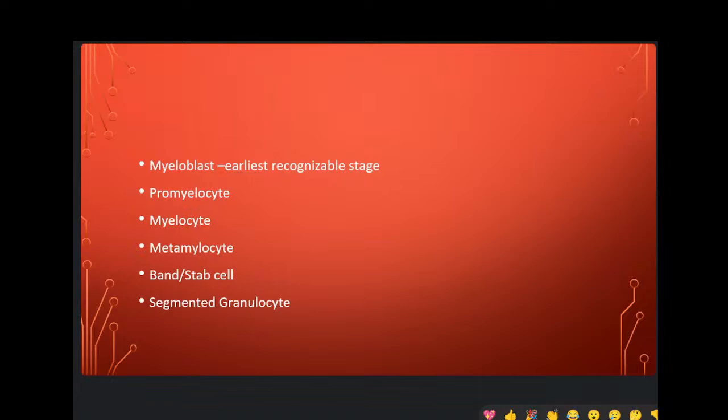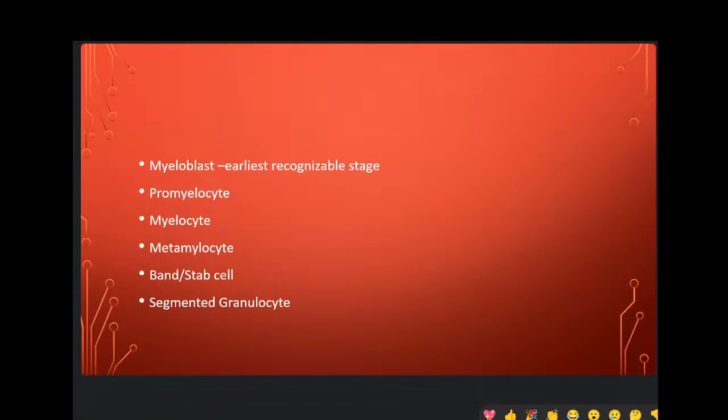Okay. Earliest recognizable stage is the myeloblast, promyelocyte, myelocyte, metamyelocyte, band cell or stab cell, and segmenter or segmented granulocyte. Okay? What are your segmented granulocytes? For those who don't know, it's eosinophil. Sorry. Gusto ko nga pala sunod-sunod. Neutrophil, eosinophil, and what? Basophil. Sorry, baliktad pala. Neutrophil, basophil, and eosinophil.